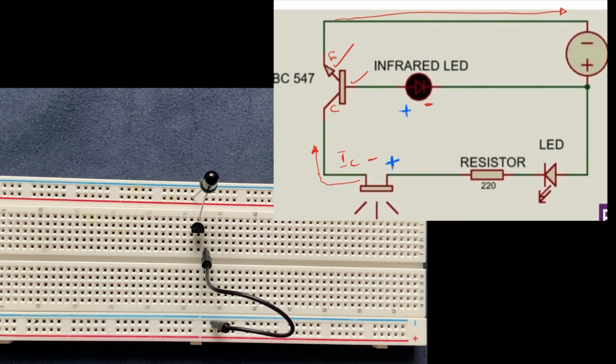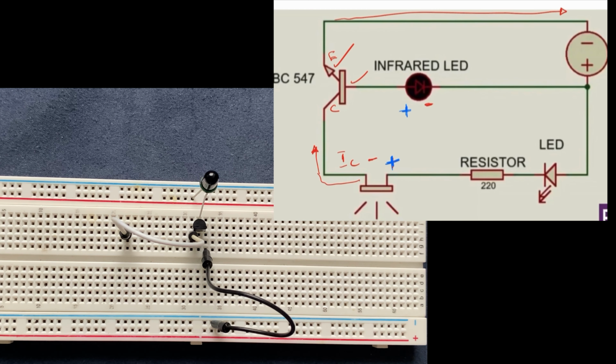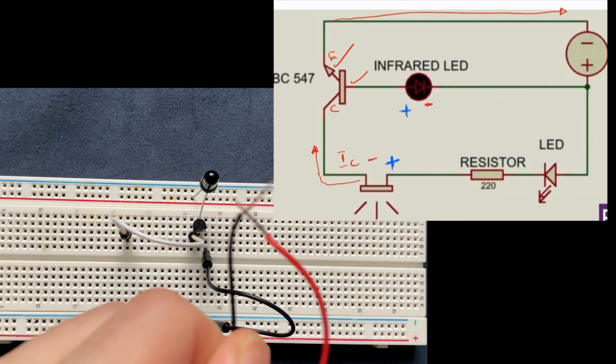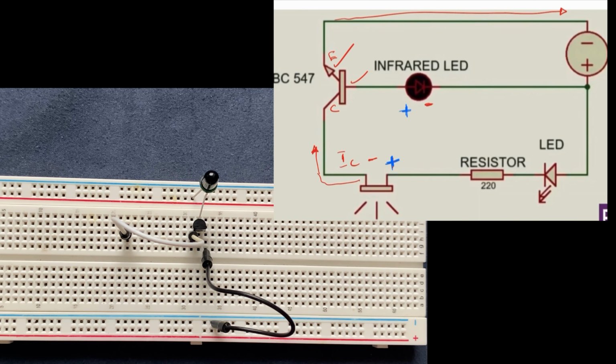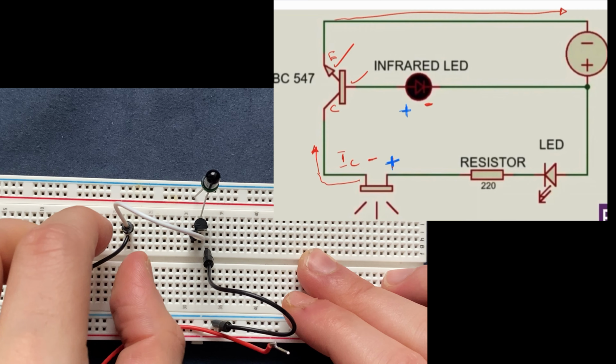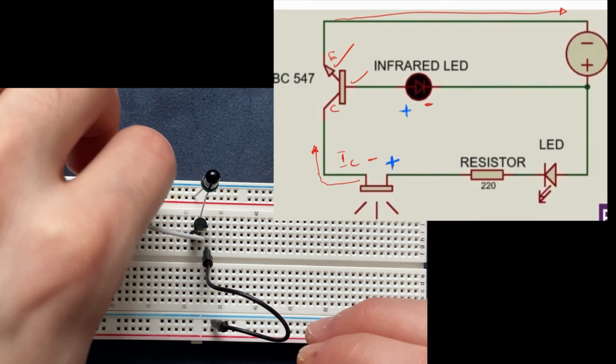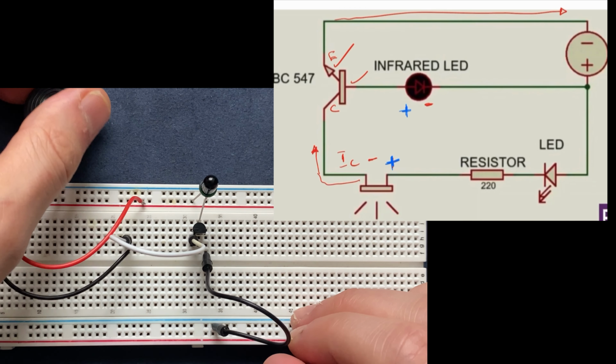So let's go ahead. Let's extend our collector via this jumper wire so that we have enough space to connect our other components. Good. So the negative pole of the buzzer goes to the collector of the transistor. Here is my negative pole. I will connect it to the collector of the transistor, and the positive pole goes to the positive rail of the breadboard. That's it.